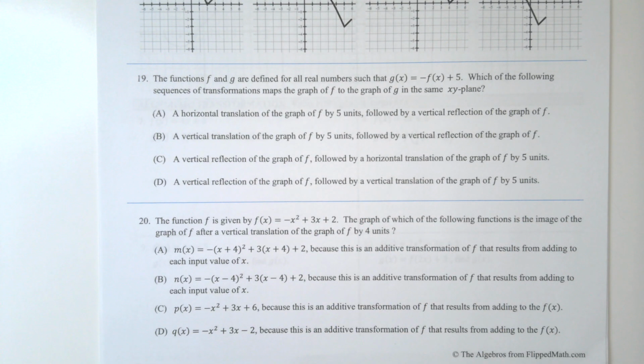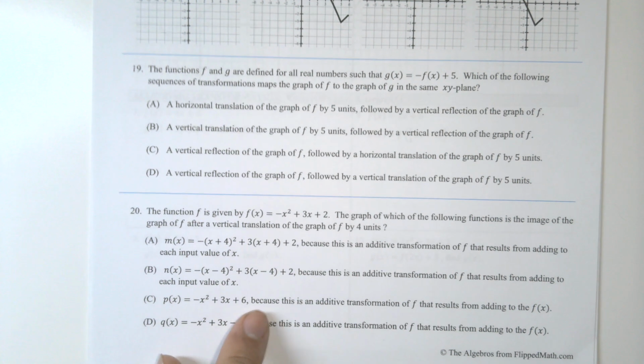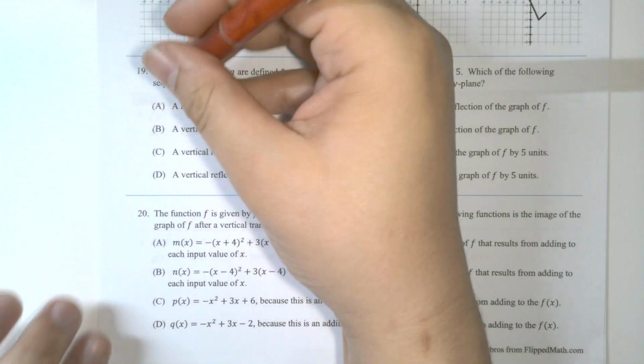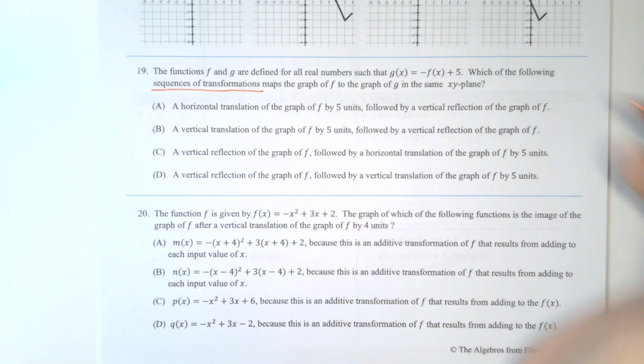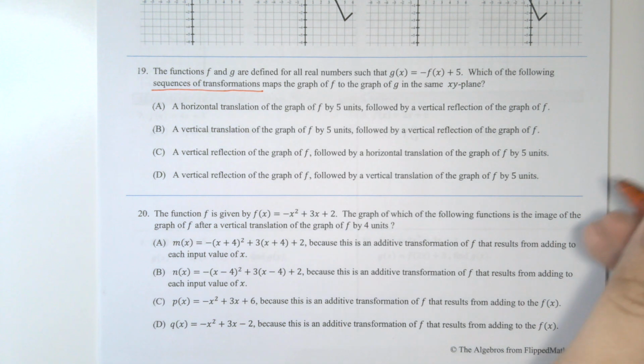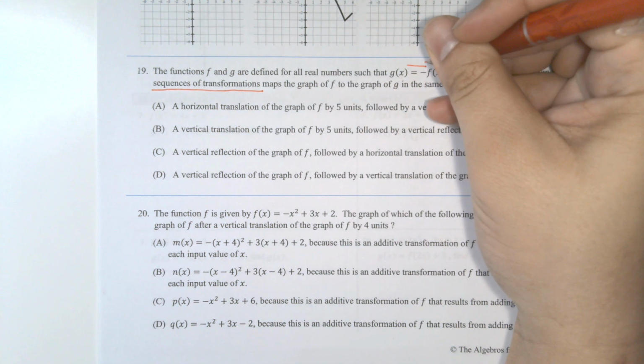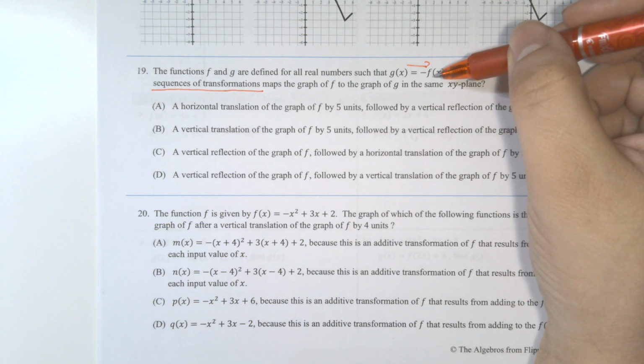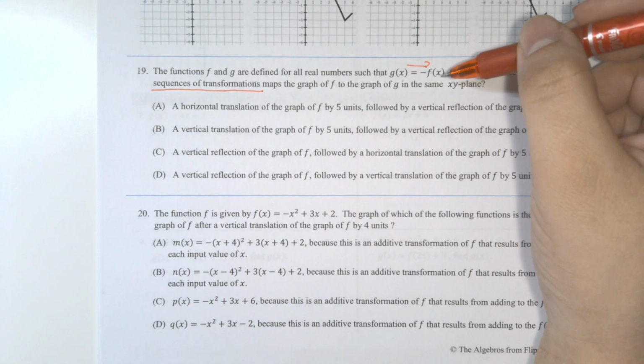For number 19, the functions f and g are defined for all real numbers such that g of x is equal to negative f of x plus 5. Which of the following sequences of transformations maps the graph of f to the graph of g in the same xy plane? So what we want to note is that, again, it says sequences of transformations. That's very important. For the sequences of transformations, remember we do this from left to right. So the first transformation we have is a vertical reflection.